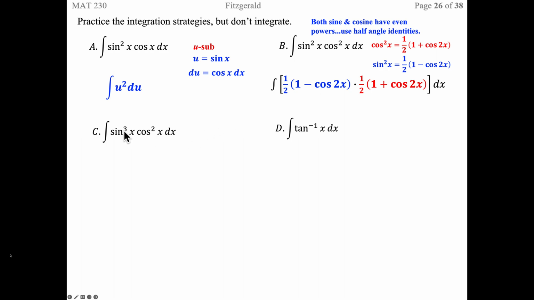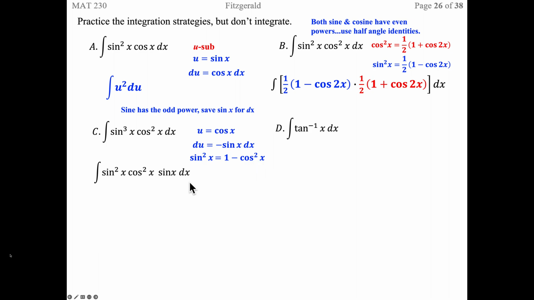Here we have sine to an odd power, so we're going to take one of these sine x factors and move it over to our dx. That way u will be cosine of x. The derivative of cosine of x is negative sine x. That's why we want to move one of our sines over to the dx as our factor. And then our sine squared will turn into 1 minus cosine squared x. So here's the extra sine factored away, which leaves me sine squared x.